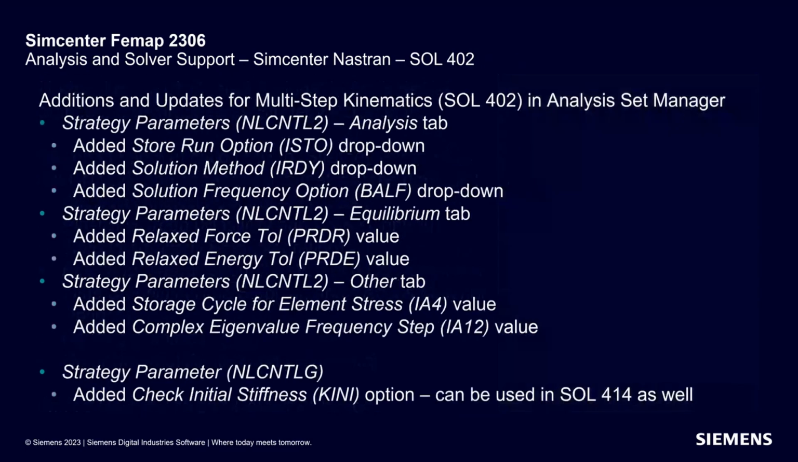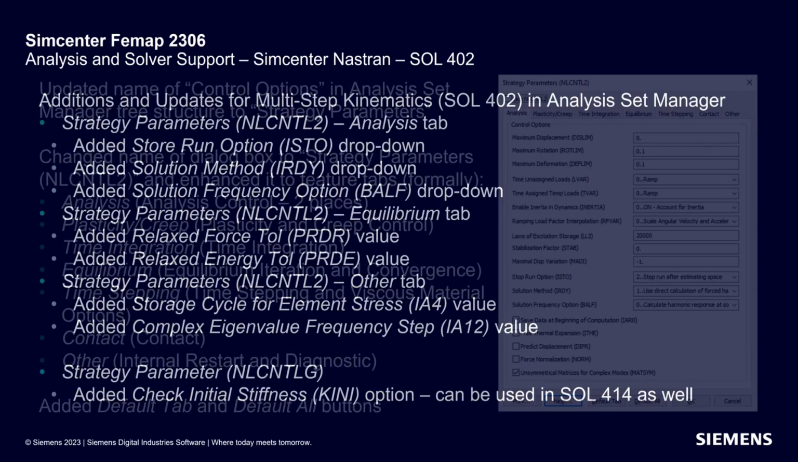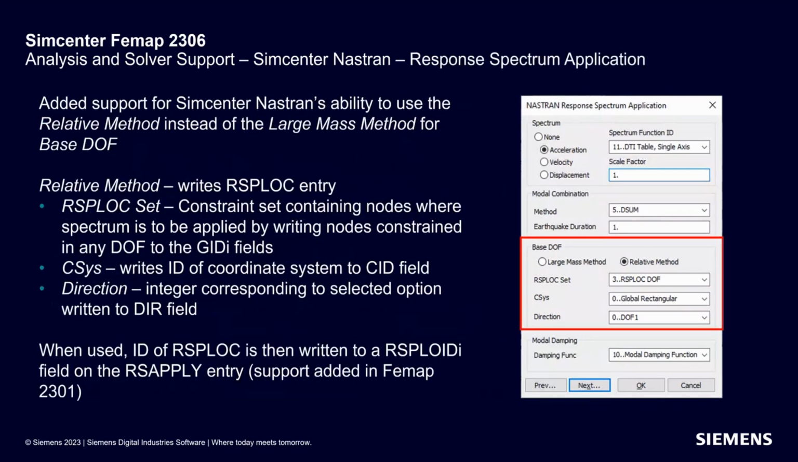Something else cool we did, if you're using any of our solution 402 or 401, there were a couple of different dialog boxes that you could go into, and they were large and they were complex. This is our nonlinear kinematics, our multi-step nonlinear kinematic solver. So what we ended up doing was tabbing it. Now each section is on a tab, so it's a lot easier to find stuff. We also added a number of new things in there and changed some defaults and that type of thing.